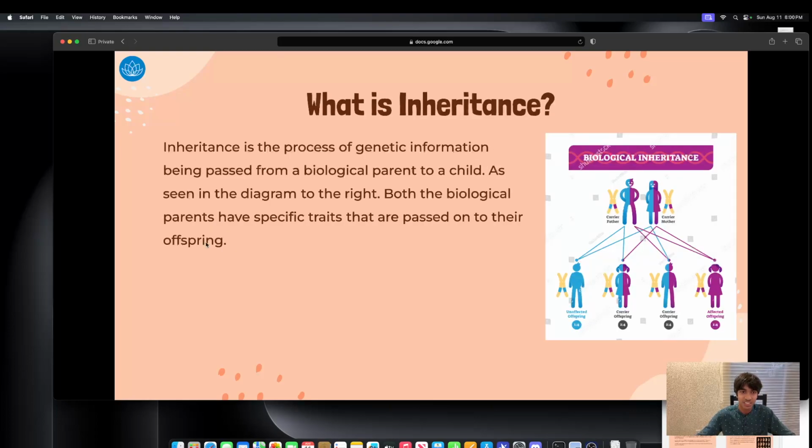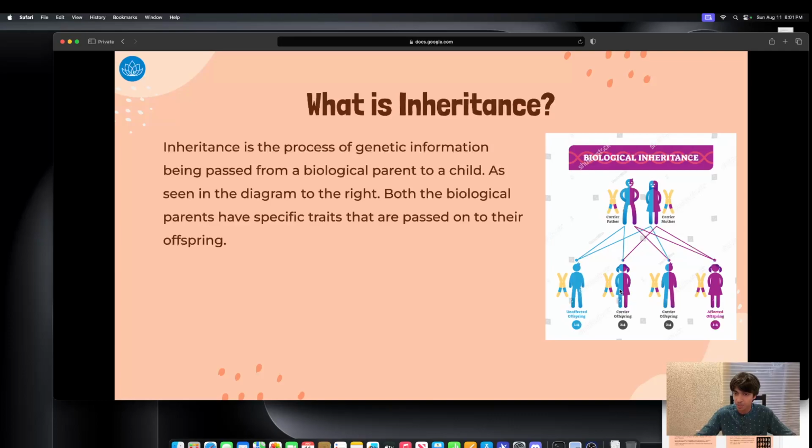So what is inheritance? Inheritance is the process of genetic information being passed down from a biological parent to a child, as seen in the diagram on the right. You can see that the carrier father and the carrier mother have two alleles each, right? The father has a blue allele and a purple allele. The purple allele could be an abnormality or a genetic disease that he's carrying. And then the affected offspring gets both parts of the alleles of both parents and has a 1/4 chance of being fully affected by that abnormality.